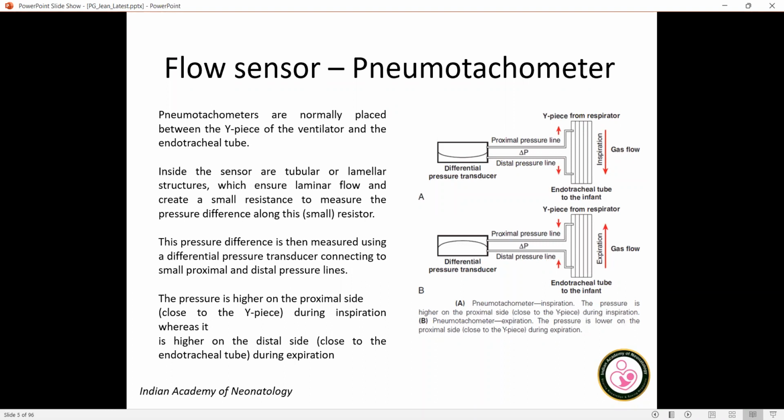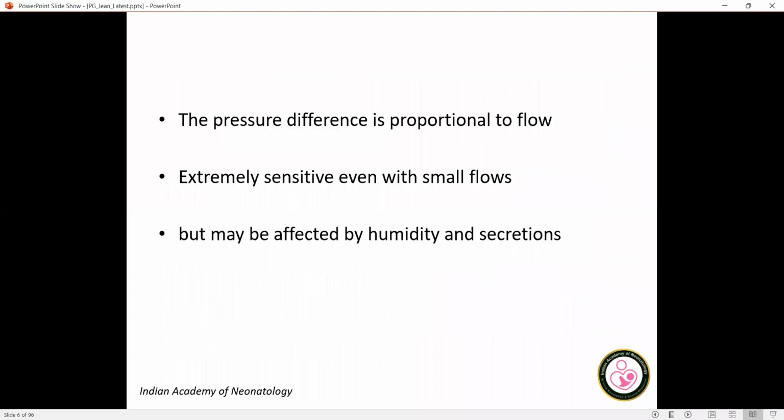This pressure difference is then measured using a differential pressure transducer, which is connected to a small proximal and a distal pressure line. The pressure will be higher on the proximal side, close to the Y piece, during inspiration, whereas it will be higher on the distal side, close to the endotracheal tube, during expiration. This pressure difference is proportional to the flow. The important advantage is that it is extremely sensitive even to small flows, but it can be affected by humidity and secretions.